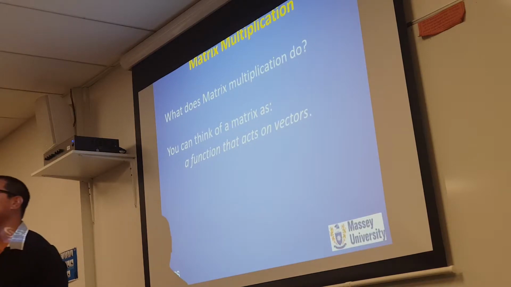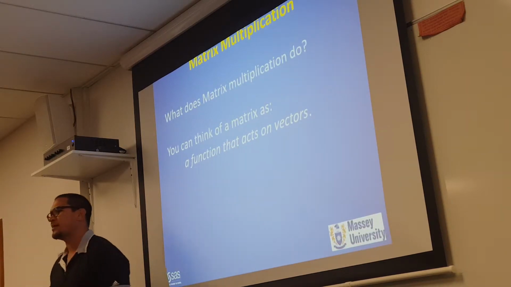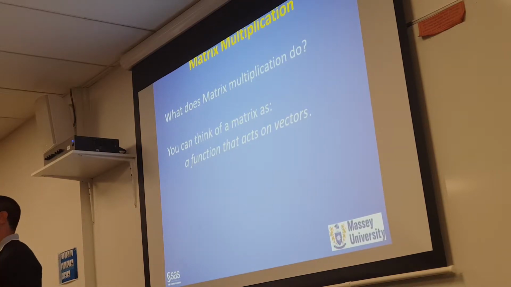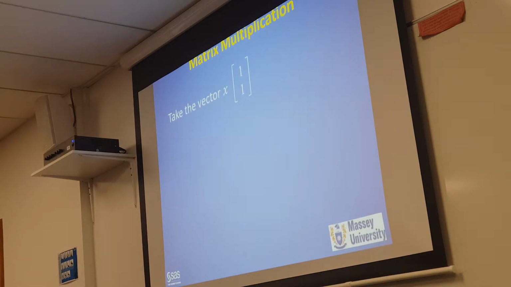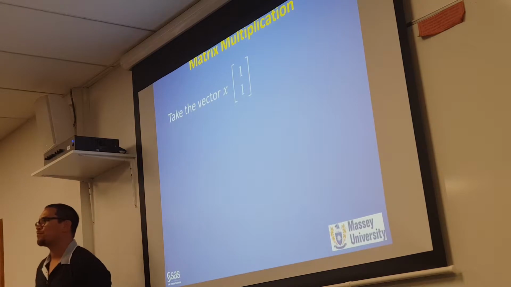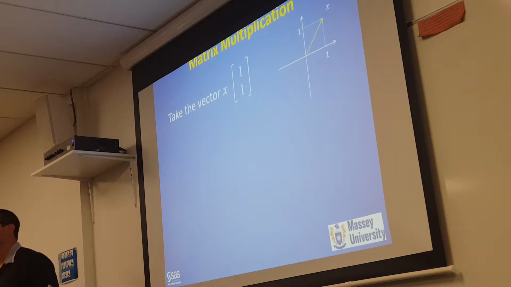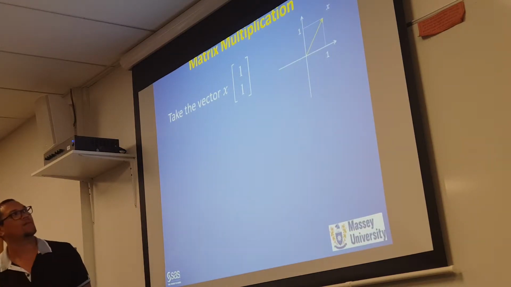So this is a pretty useful way of looking at matrices to me, is just to think of it as a function that's going to act on a vector of some sort. What do I mean by that? Well, here's a vector, a column vector, 1, 1. So I can draw this as a line going 1 in this direction and 1 in that direction, so my resultant vector is in this way. So this is my vector x, and that's equal to 1, 1.